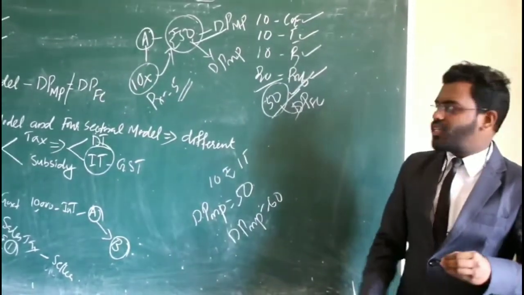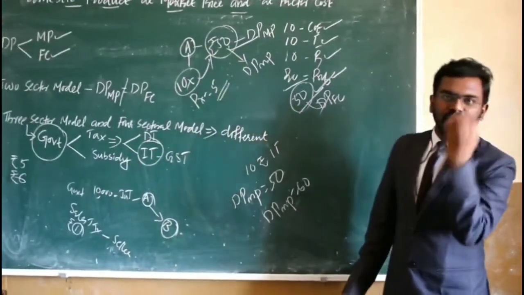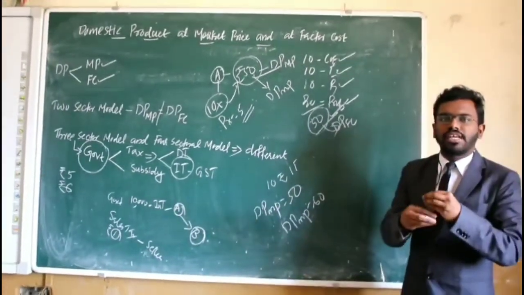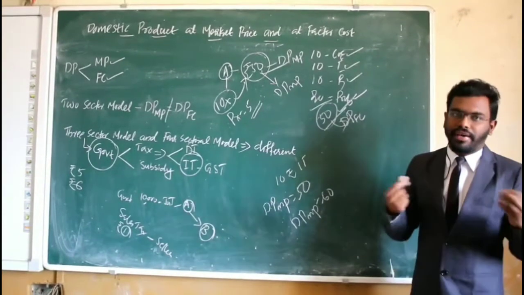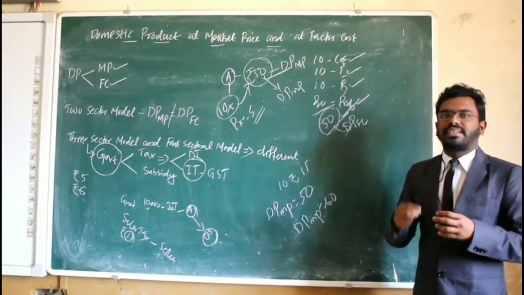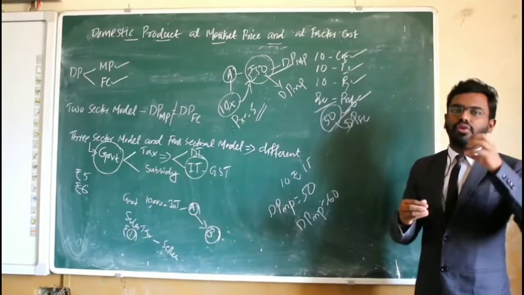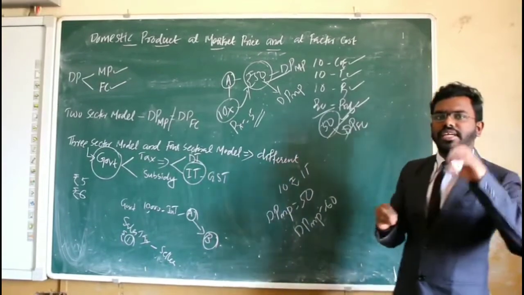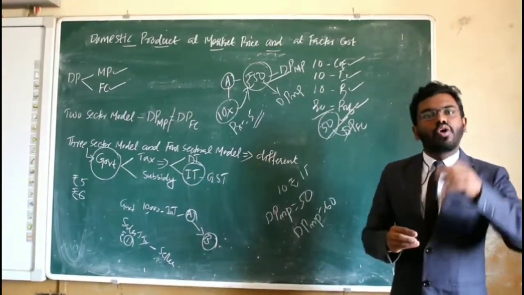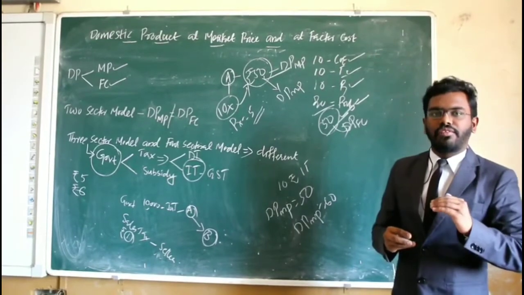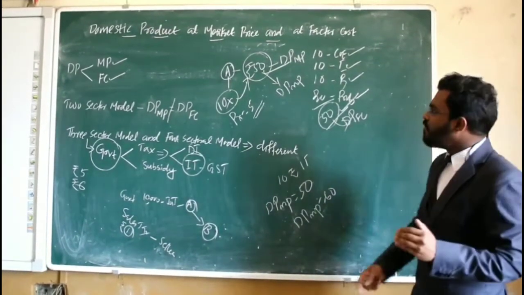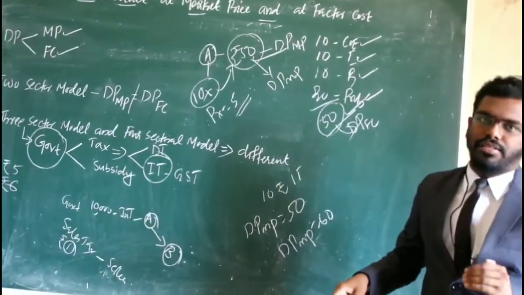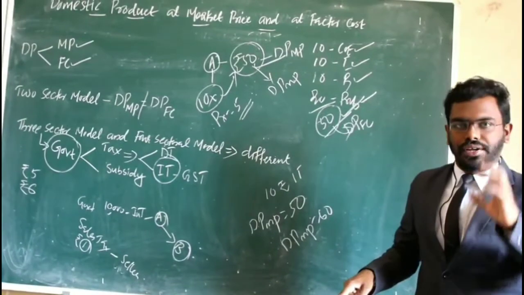At the same time, next one, that is subsidy. If the government is providing subsidy to the producer, it may be financial aid or subsidized electricity provided at a low rate. Okay, that is subsidy. So if the government is providing subsidy to the producer, then automatically the cost of production will decrease, and the value of domestic product will also decrease.